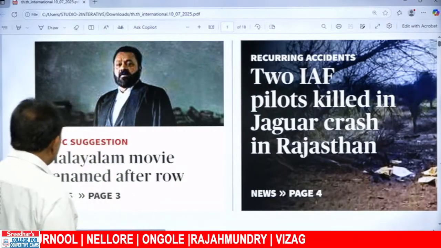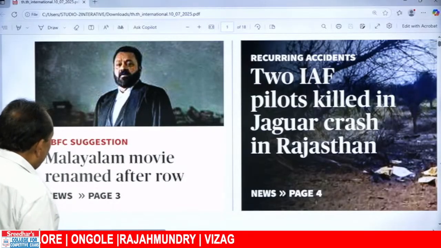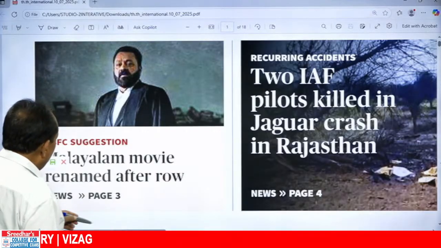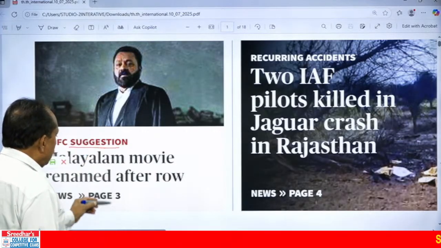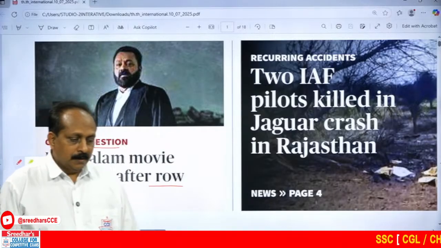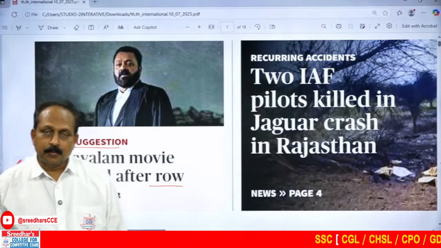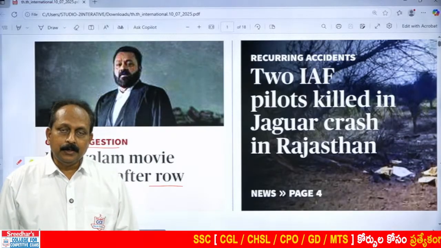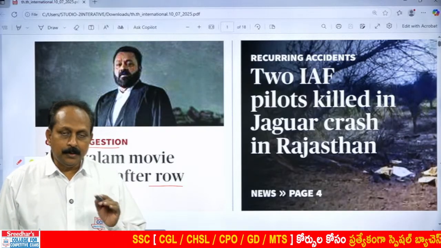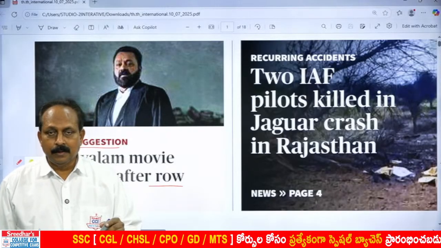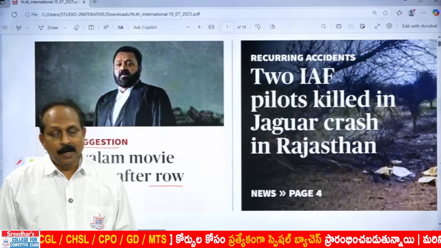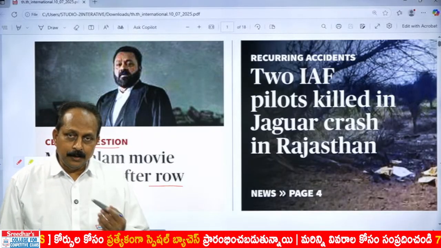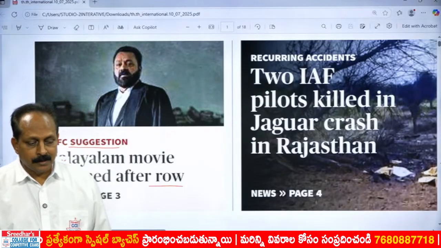The very first one, CBFC suggestion, Malayalam movie renamed after row. There are two words you have to focus on. One, suggestion, the other one, row. Suggestion, why should you focus on that as a smart learner? In English, when we want to advise or suggest someone, we should use the helping verb should. You should not waste your time. You should stop smoking. Advice or suggestion, that you have to recollect. What is the second function of should? It is used to express a possibility, but the chances are less.